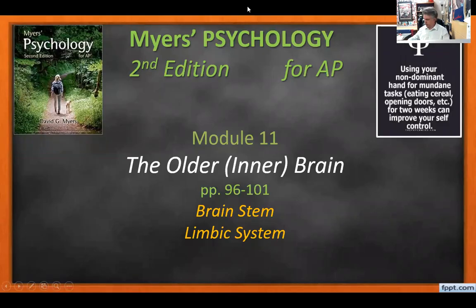What we have going on here is AP Dual Credit Psychology Unit 2, Lecture 3. We're going to label parts of the brain.